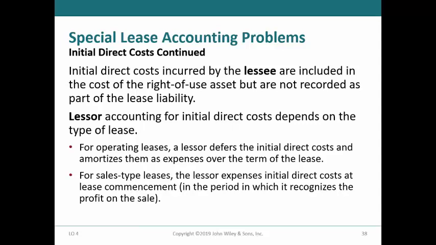The lessor will account for their initial direct costs depending on the type of lease. For an operating lease, the lessor will defer the costs and amortize them over the life of the lease. If it's a sales type lease, they will recognize them in the same period as they recognize the profit on the sale. So these are both in accordance with the matching principle.